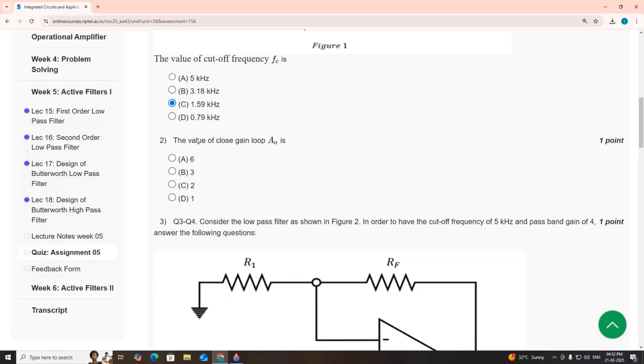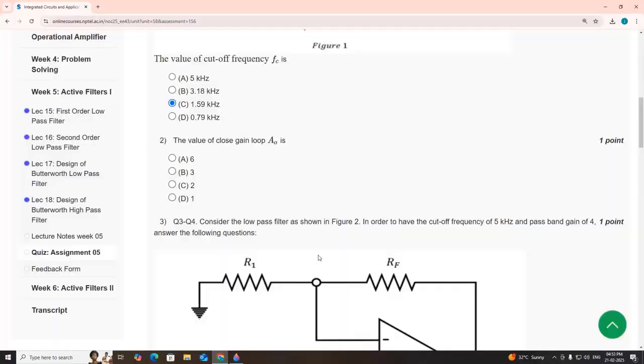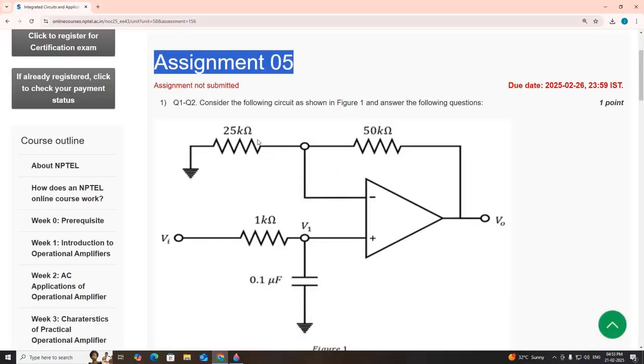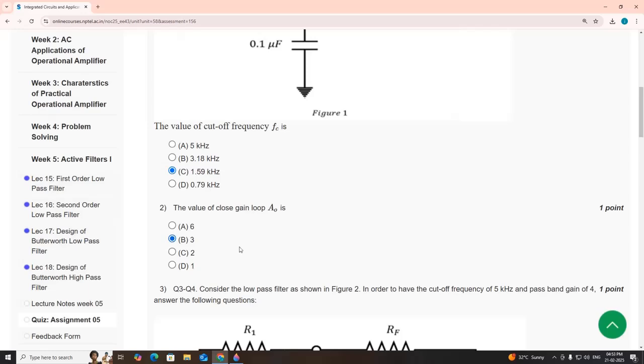Second one, the value of closed loop gain A0 is given by. For the same first order low pass filter, the closed loop gain A0 is 1 plus Rf by R1. Rf is equal to 50k, R1 equal to 25k. So 1 plus 2 is equal to 3. So the answer is 3, option B.